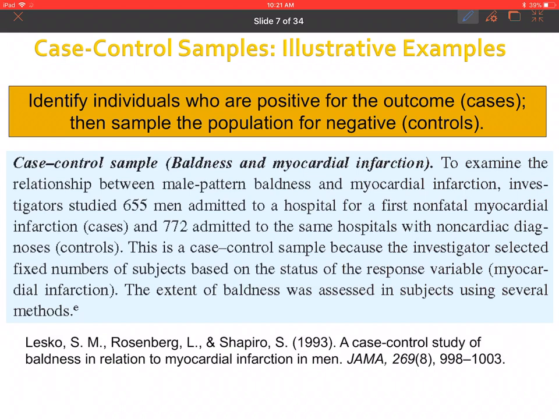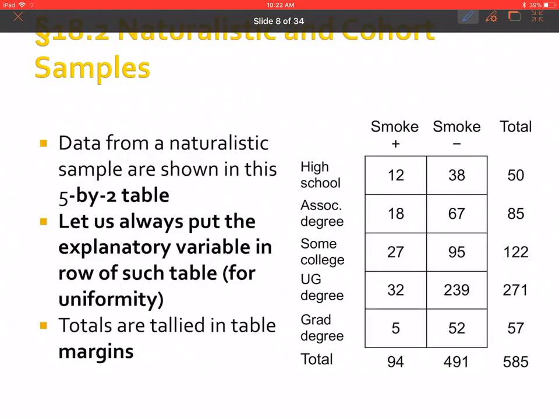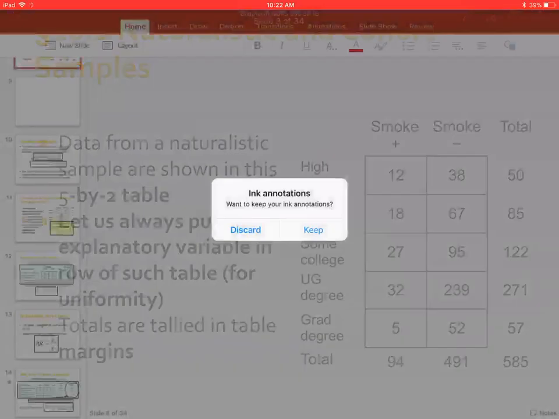Here we have a case control example. This one examines the relationship between male pattern baldness and myocardial infarctions. Investigators studied 655 men admitted to a hospital for the first non-fatal myocardial infarction, the cases, and 722 admitted to the same hospital with non-cardiac diagnoses. These are the controls. In this case control sample, the investigators selected a fixed number of subjects based on the status of the response variable, and the extent of the baldness was then assessed in the subjects using several methods.